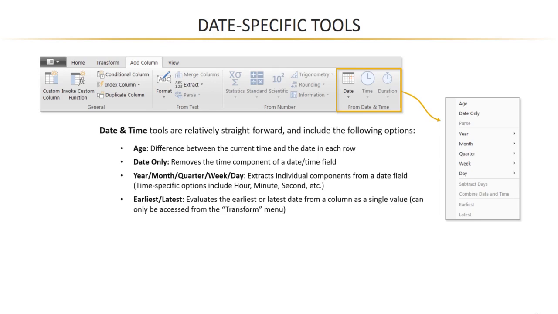Two other ones that I want to call out here, earliest and latest. You'll see those two at the bottom of the list, and they're both grayed out, and that's because we're in the Add Column menu, and both of those functions act just like the statistics tool, and they return a single value. So to access those two options, you'll need to grab them from the transform option, and as you might have guessed, the earliest option is going to return the earliest date in the column. Latest is going to return the last date.